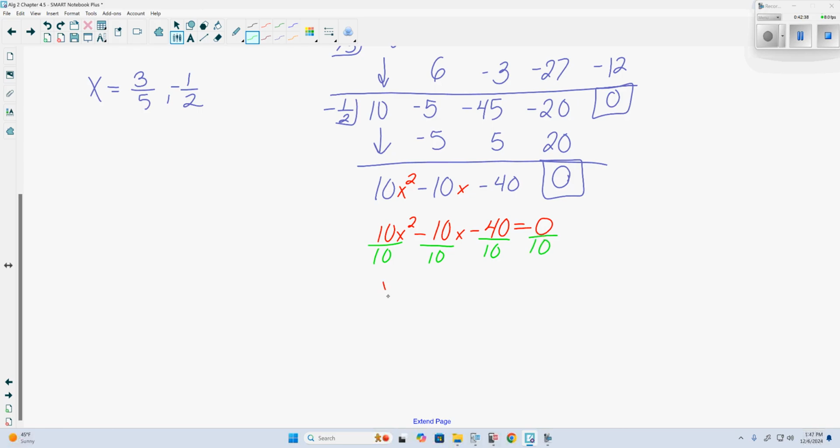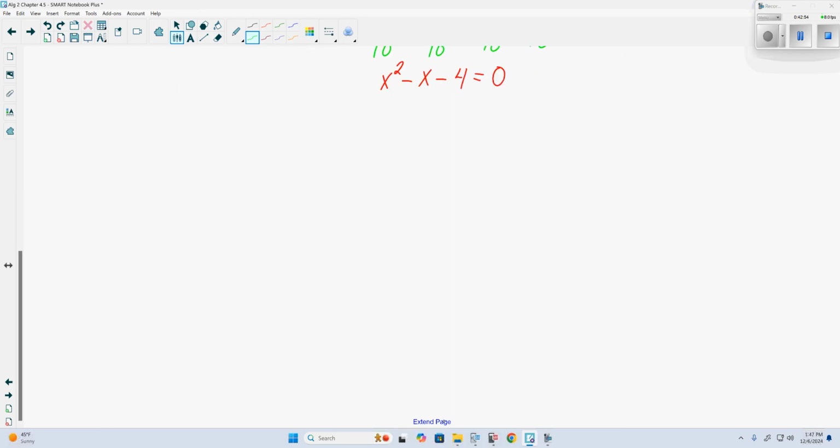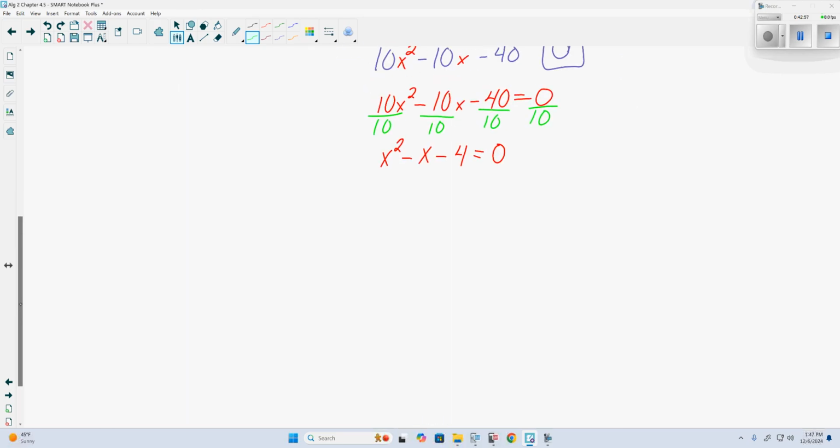10x squared divided by 10 is x squared. Negative 10x divided by 10 is x. Negative 40 divided by 10 is negative 4. 0 divided by 10 is 0. It's going to be so much easier to find the solutions from here than it is from 10x squared minus 10x minus 40.